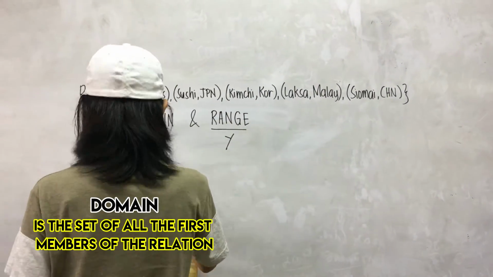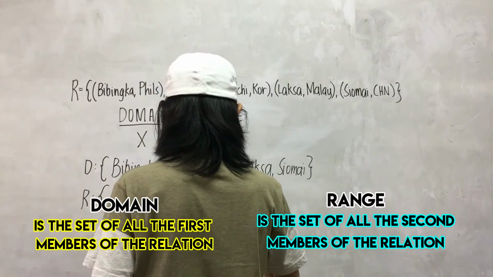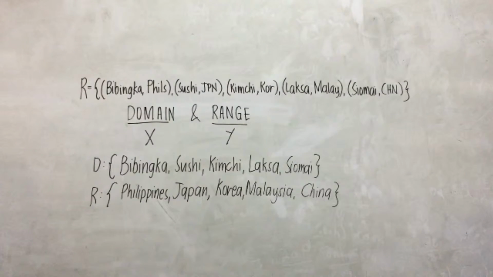Domain is the set of all the first members of the relation, while the range is the set of all the second members. In our given relation, the first members are the foods, and the second members are the countries.